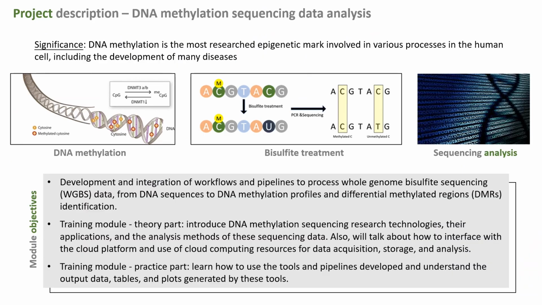The reason we chose WGBS as the topic of this learning module is that DNA methylation is the most researched epigenetic mark involved in various processes in the human cell, including the development of many diseases. WGBS is a well-established protocol to determine the DNA methylation status of single cytosines on a genome-wide scale by treating the DNA with sodium bisulfite using high-throughput sequencing technologies. The data analysis of such sequencing data can help researchers to gain valuable insights into gene regulation and identify potential biomarkers in many disease processes.